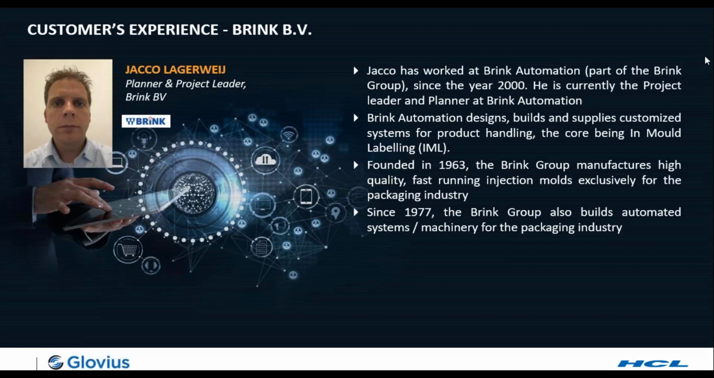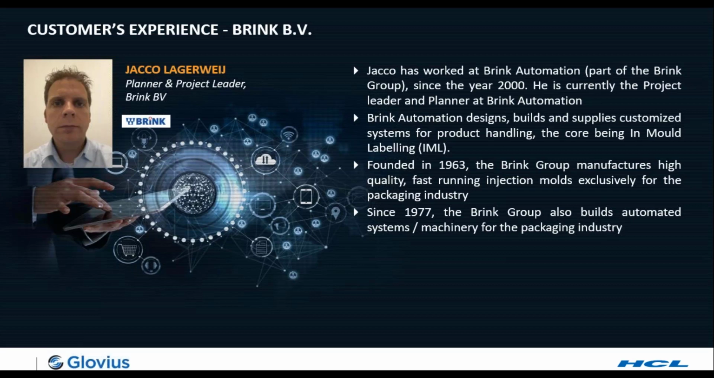The BRINK Group was founded in 1963 and is a manufacturer for the packaging industry of the highest quality, fast-running injection molds for buckets, pots, cups, and lids. Since 1977, we also build automated systems or machinery for the packaging industries. And we have a broad experience in the food, paint, and chemical industry and flower pots.